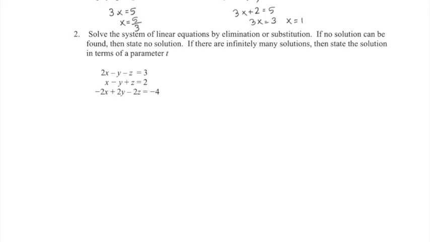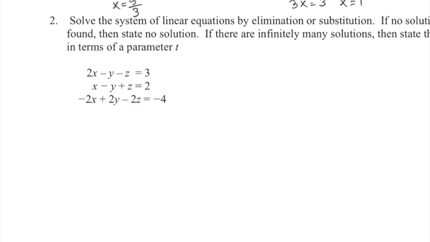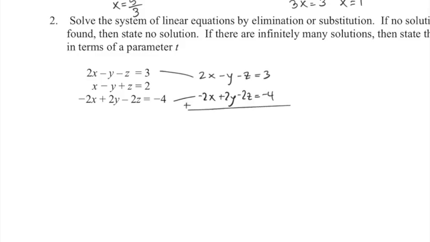And we have three equations and three variables. So what we're going to do is choose two of the equations and eliminate one of the variables. So I notice here we have 2x and -2x. So if I take the top equation and the bottom equation, and eliminate the x variable, that leaves y minus 3z equals -1.